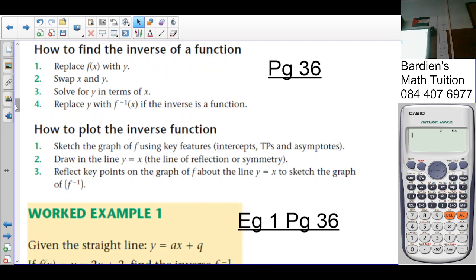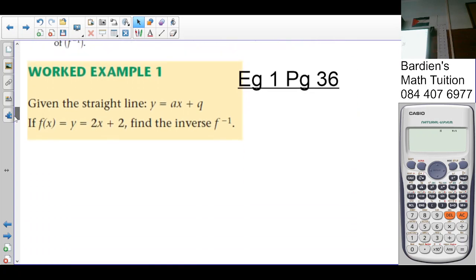What do we do first? We replace f of x with y. So now, write this down. Write example 1, page 36. You write f of x equals y is equal to 2x plus 2. And then you do the first step. Replace f of x with y. This time they gave you f of x equals y. Most of the time they just say f of x is equal to 2x plus 2.